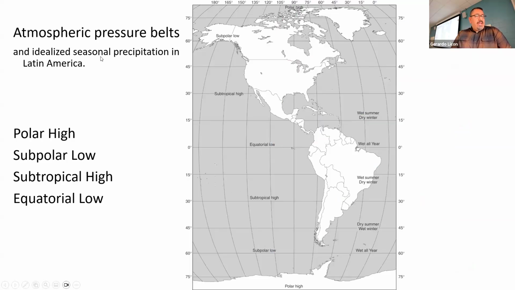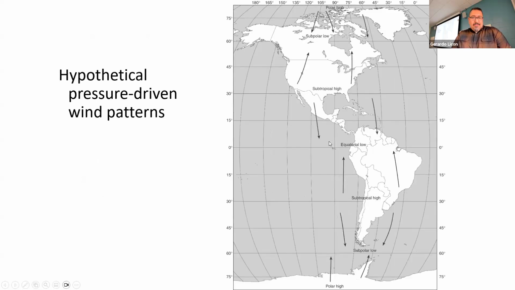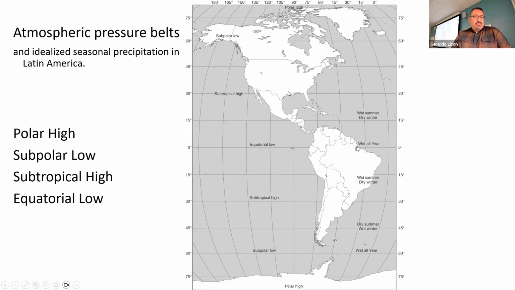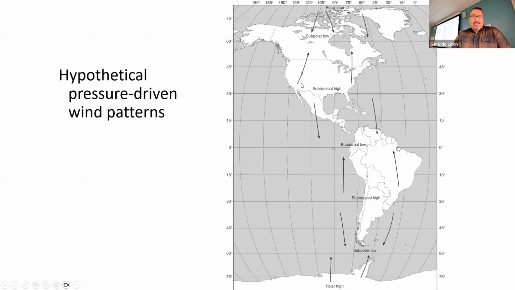Atmospheric pressure belts are idealized seasonal precipitation in Latin America. The pressure belts are the polar high, subpolar low, subtropical high, equatorial low. And then it gets repeated in the South Pole and then repeated in the North Pole. So hypothetically, these pressure belts and the wind they create would go toward the lows.